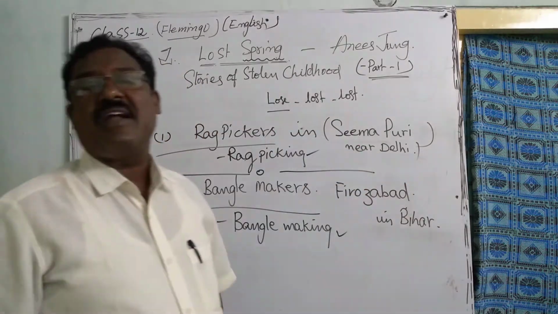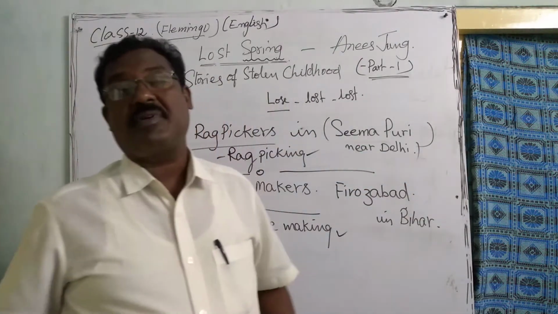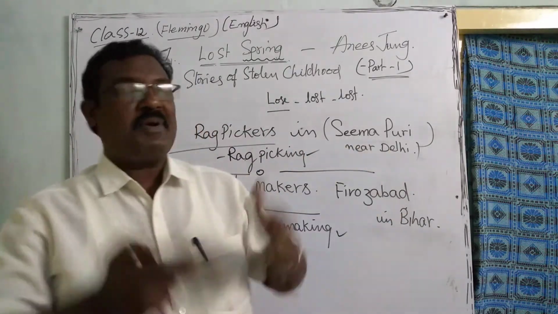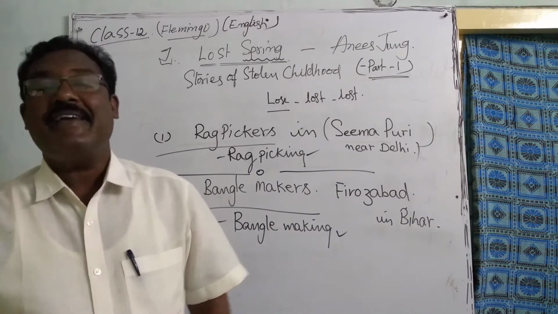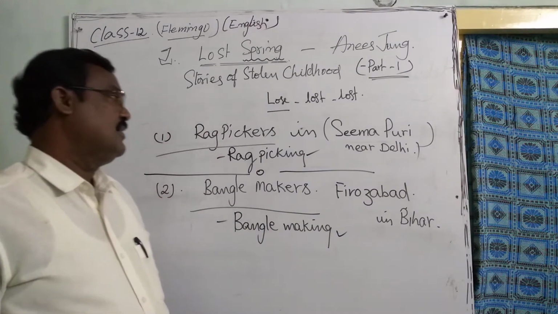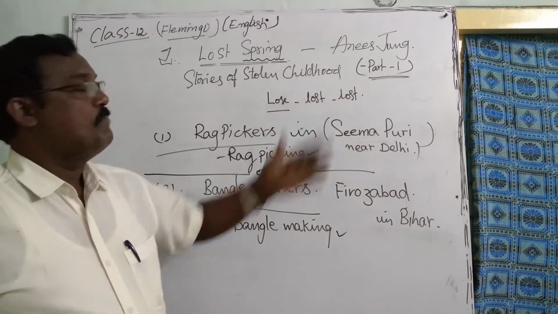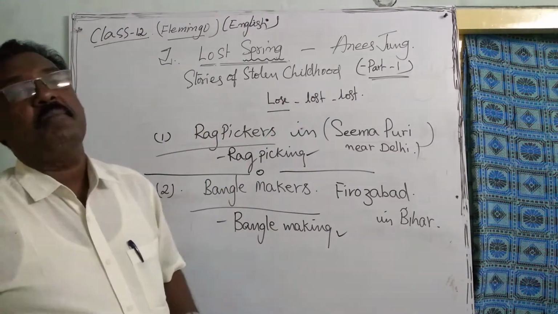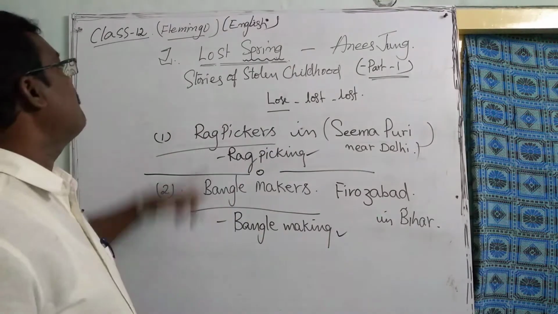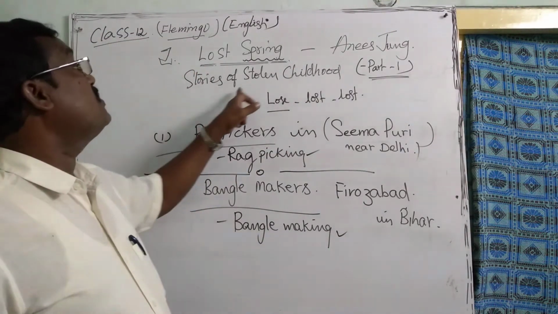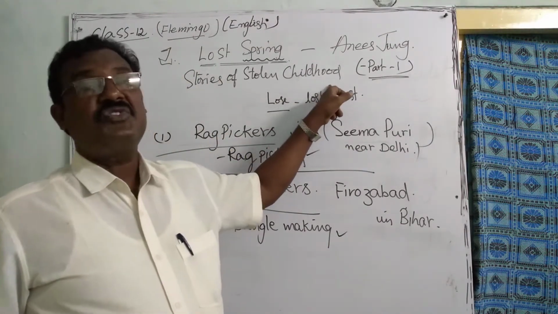That means they were not in a proper condition. They were broken. They are moving this side and that side by the force of the air. Such a type of poor people she happened to meet, and about them she wrote in the form of a lesson last spring, Stories of Stolen Childhood.